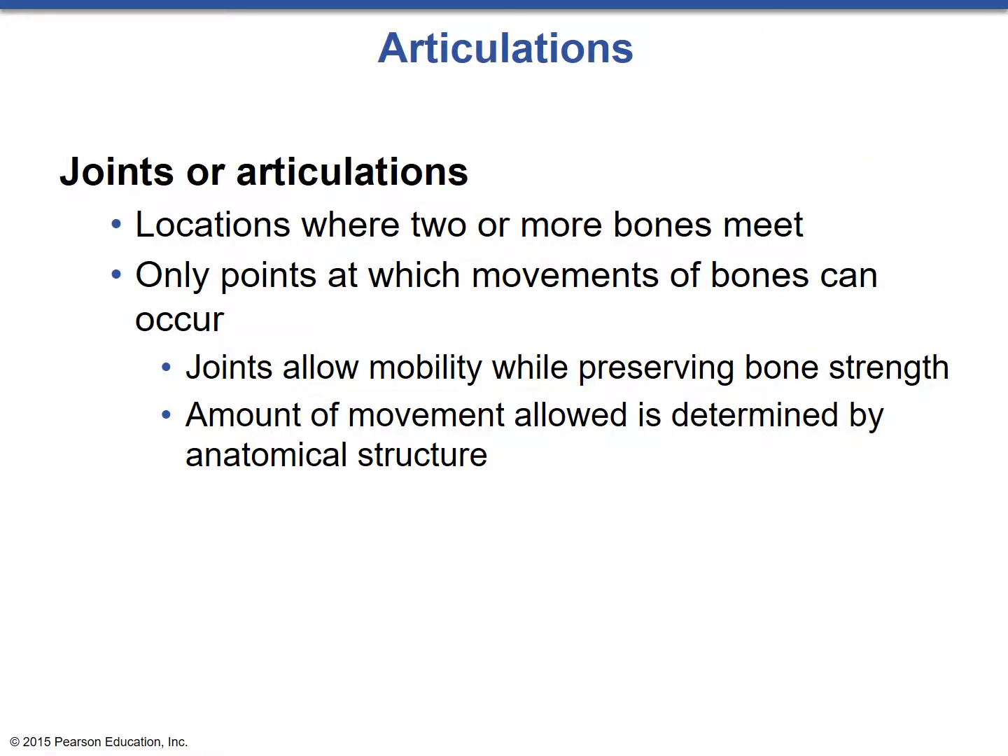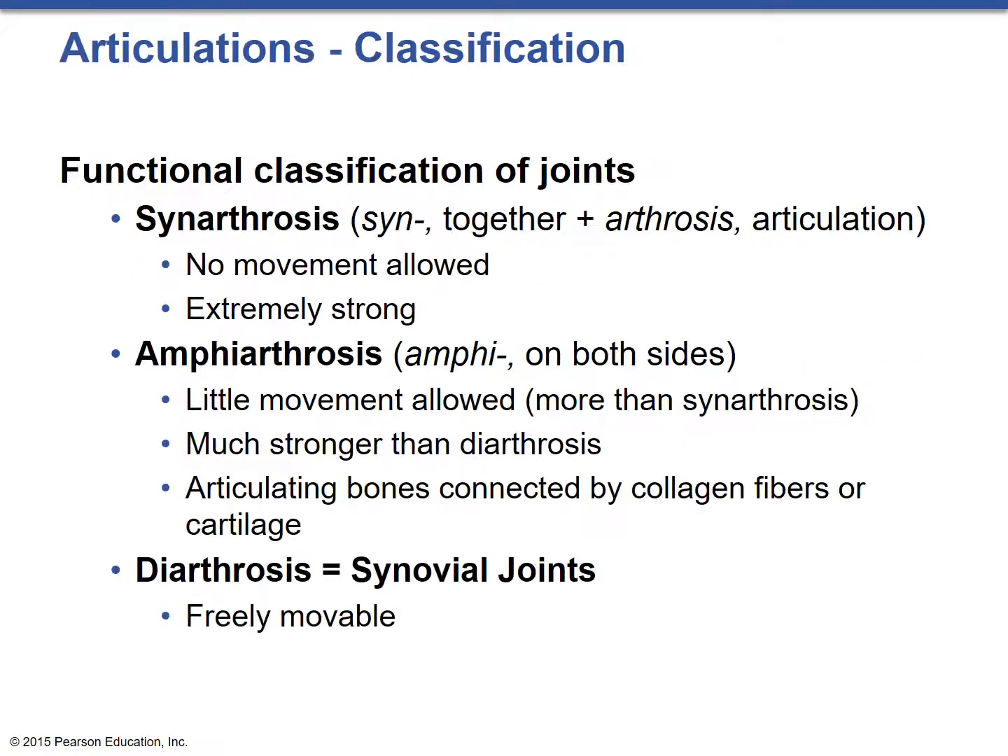Now, looking at joints or articulations, articulations are where two or more bones connect to one another. This is an articulation, where they interconnect, much like gears interconnect in any sort of machine. They are the only points at which movement of bones can occur. Joints allow for mobility while preserving bone strength, and the amount of movement allowed at a given joint is determined by the anatomical structure of the joint.